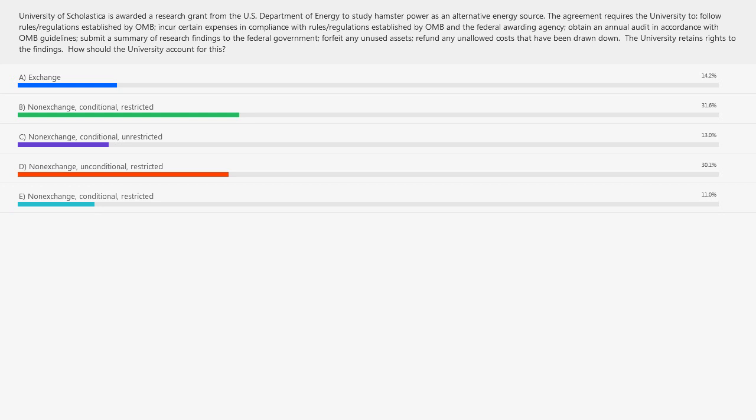The audit requirement alone is not a barrier because it is not related to the purpose of the agreement. And it is restricted because the hamster power study is narrower than the university's overall mission.